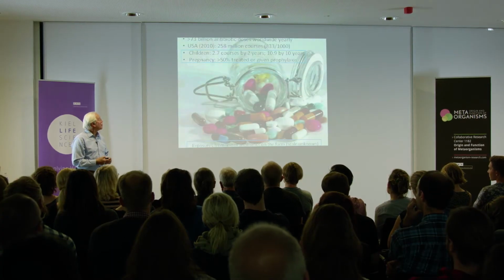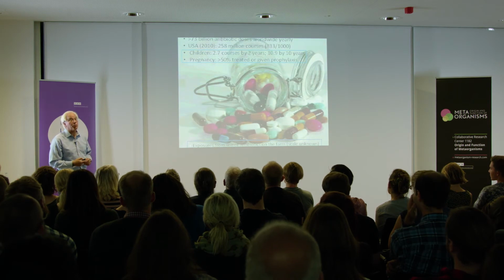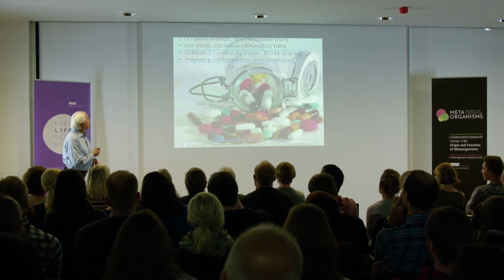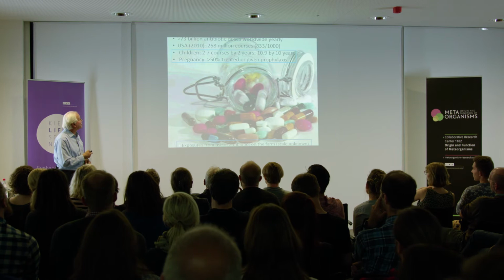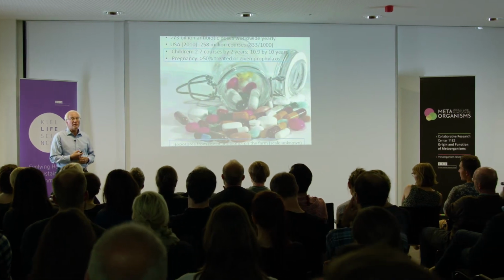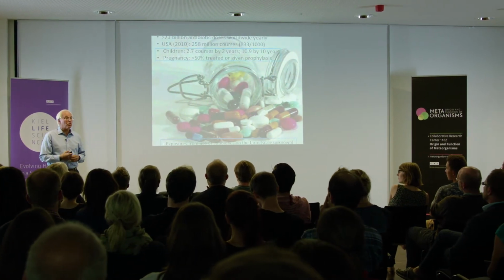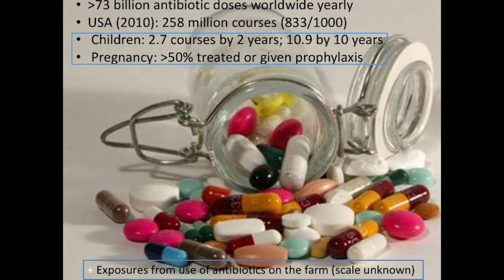So how much more? Well, recent data from the World Health Organization counts about 73 billion antibiotic doses annually across the world. That's 10 doses of antibiotics for every man, woman, and child on Earth every year. In the US, the CDC has counted 258 million courses of antibiotics. That's 833 courses per 1,000 people. That's 5 courses for every 6 people in the United States.